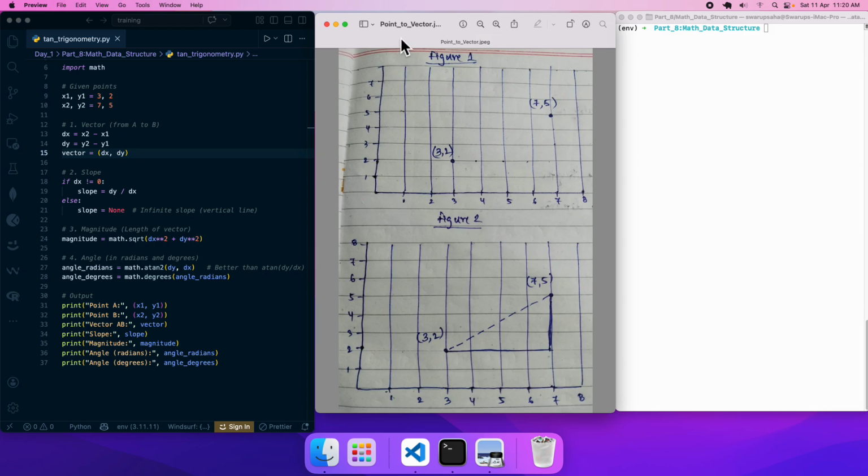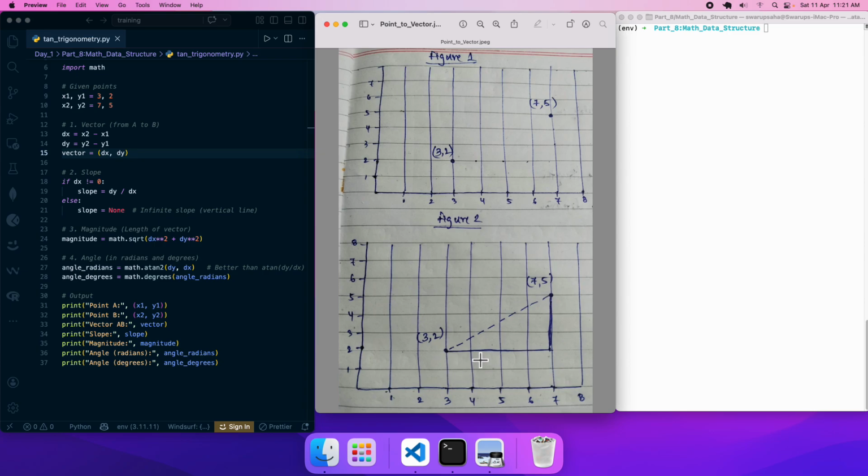Friends, as you can see in figure 1, we have a point at (3, 2) and then another point at (7, 5). So these are just mere points. But what if I connect these two points somewhat like this? Over here you can now see a right angle triangle. And what does this particular triangle portray?